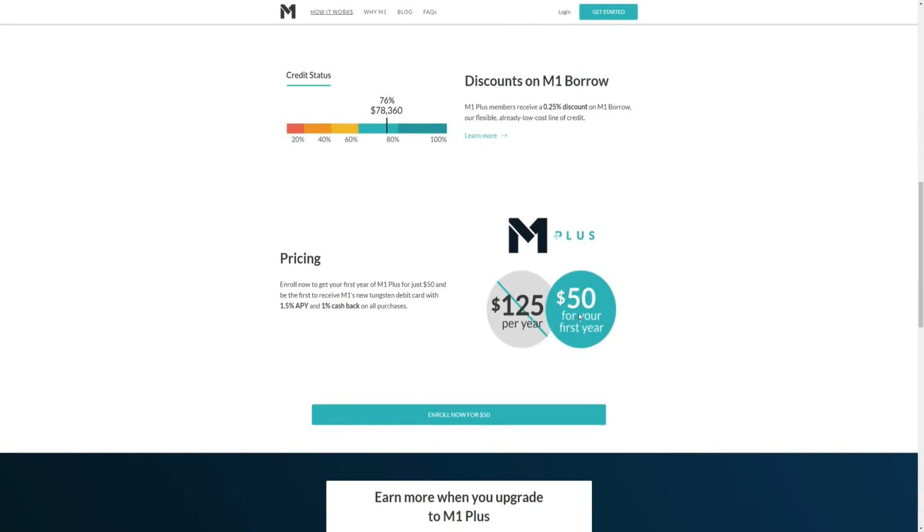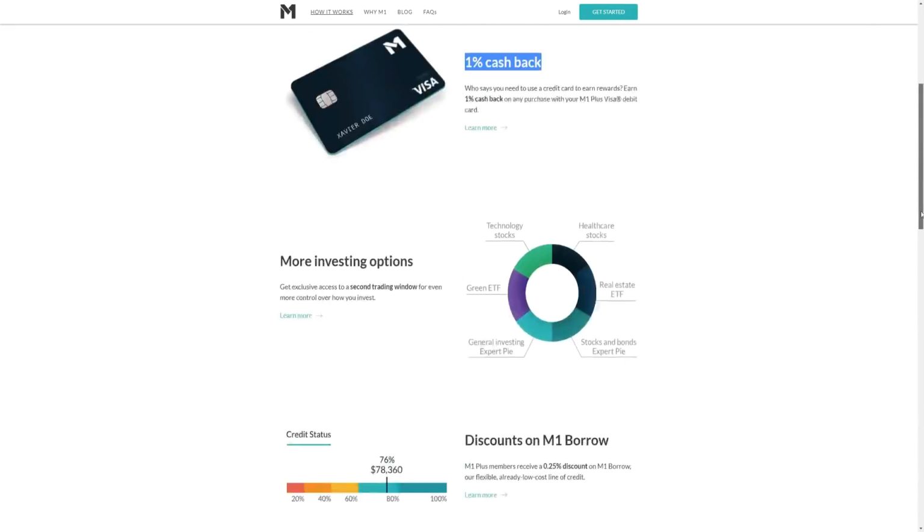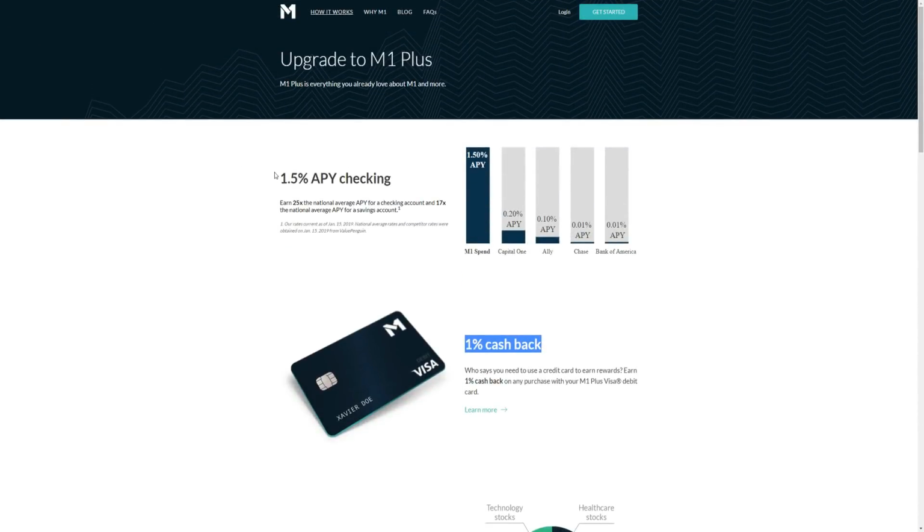And they really need to knock down these fees. Keep it at a $50 per year basis, or just completely remove it. You want individuals to be using these products and services. If you're having fees included, there's many other platforms out there that are offering better annual percent yields, they're offering better cash back, and they have no fees associated with those accounts.